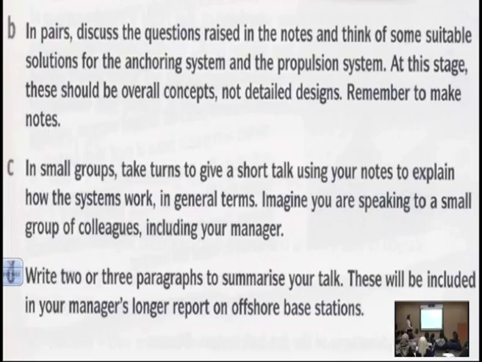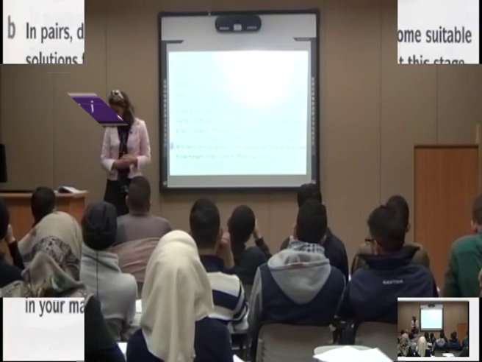In small groups, take turns to give a short talk using your notes to explain how the systems work, in general terms. Imagine you are speaking to a small group of colleagues, including your manager. Write 2 or 3 paragraphs to summarize your talk. These will be included in your manager's longer report on the offshore base station. We're not so interested in, for example, the offshore station and land station, but we should know an overall idea about it, okay?